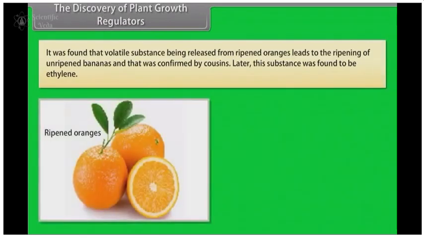It was found that a volatile substance released from ripened oranges leads to the ripening of unripened bananas, and that was confirmed by Cousins. Later, this substance was found to be ethylene.